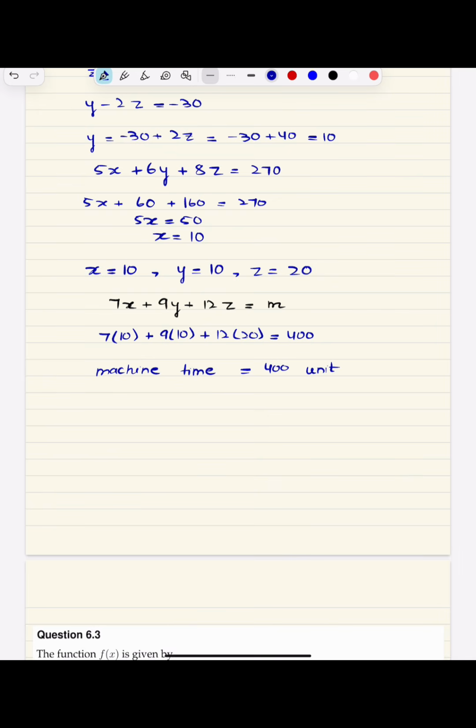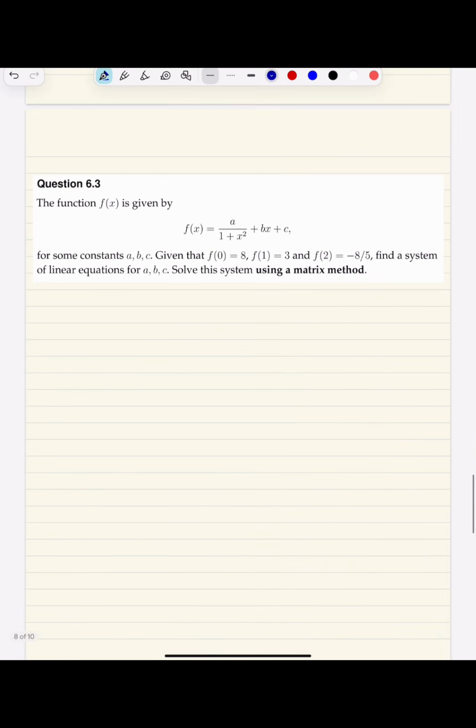Okay, moving on to the next question. Question number 6.3. It says the function f is given as follows, for some constants a, b and c, given f(0) equals 8. So when x equals 0, we'll have a over 1 plus 0 squared, plus b times 0, plus c. The answer should be 8. So we have a plus c equals 8. This is just my equation 1.